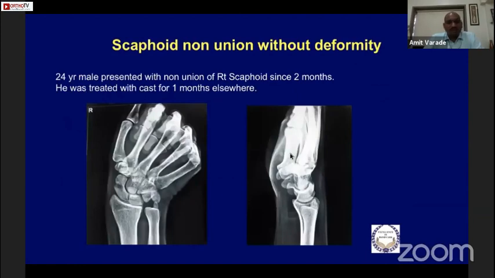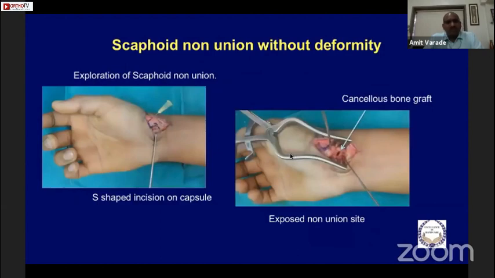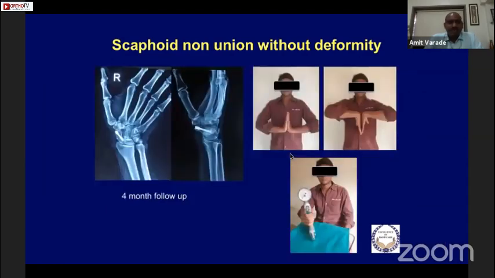In this patient of waist non-union of the scaphoid without deformity, it was approached from the volar side between FCR and radial artery. An S-shaped incision was made on the capsule, and now we can see the gap at the non-union site. It was curetted till we can see good quality bone and cancellous bone. It was filled with cancellous bone graft and fixed with Herbert screw. At 4-month follow-up, the scaphoid got united nicely, and the patient has reasonably good range of movement at the wrist joint.